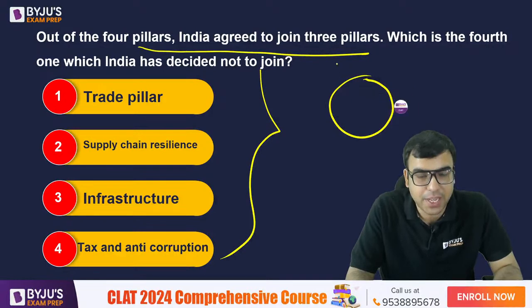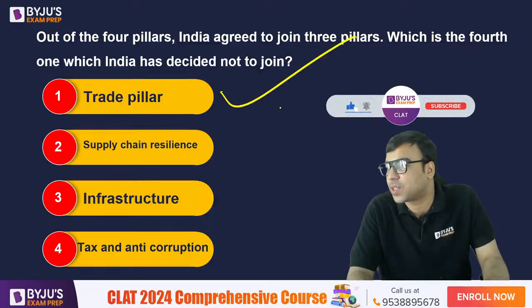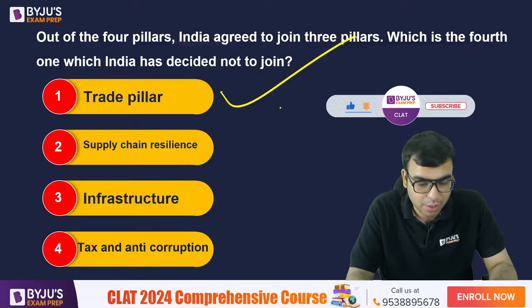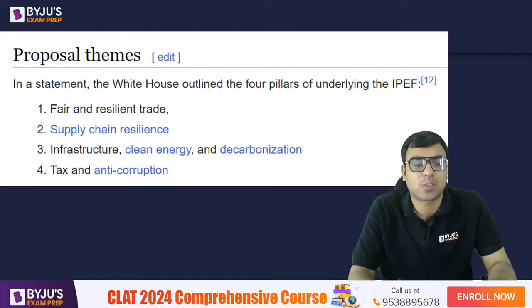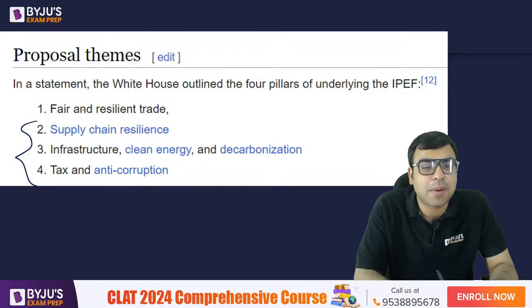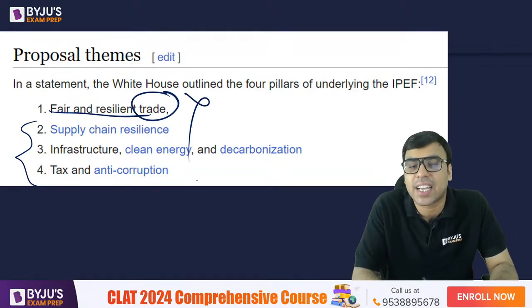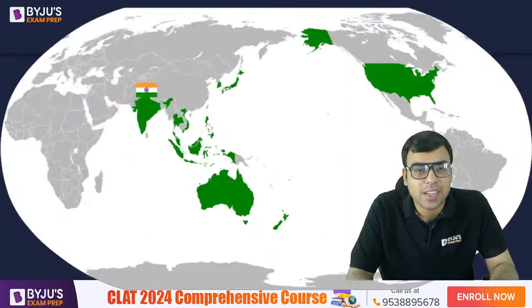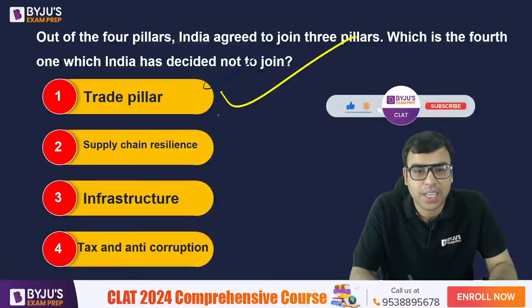Yes, yes, Priya Chavan, right? 1 is the right answer to this question. Option 1 is the right answer. Trade pillar नहीं join किया. तो ये चारों पिलर हैं ना. So we have decided to join all these 3, but free and resilient trade से related India has not joined. You can see, ठीक है, कि इन trade pillar नहीं join किया.